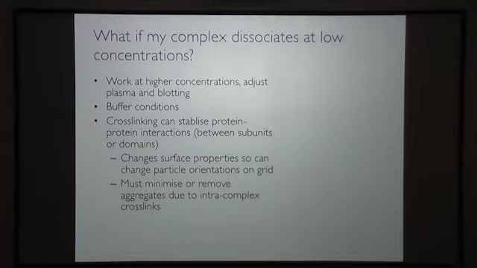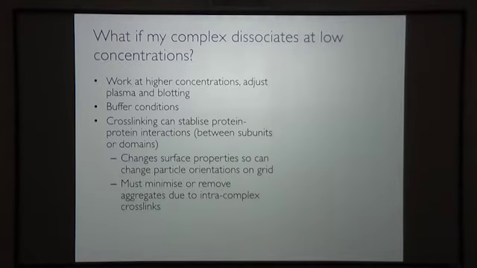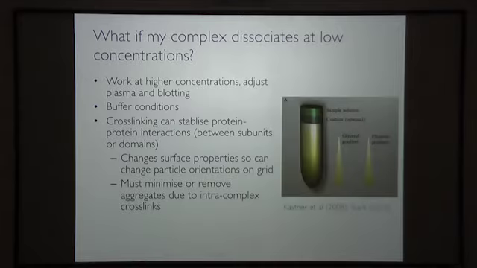Cross-linking has been used as well in the past to covalently link the sample together, possibly preventing dissociation after dilution. I should point out that this also changes the surface properties of the particles, so it can change the orientation distribution on a grid. Importantly, you must minimize or remove aggregates due to inter-protein crosslinks that will inevitably occur. One way to do this is using GraFix, a method developed by Holger Stark's lab, but we've successfully used size exclusion chromatography to remove the aggregates.